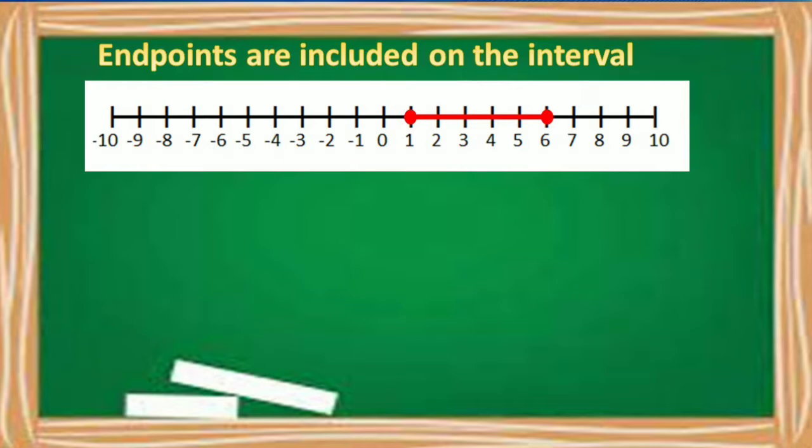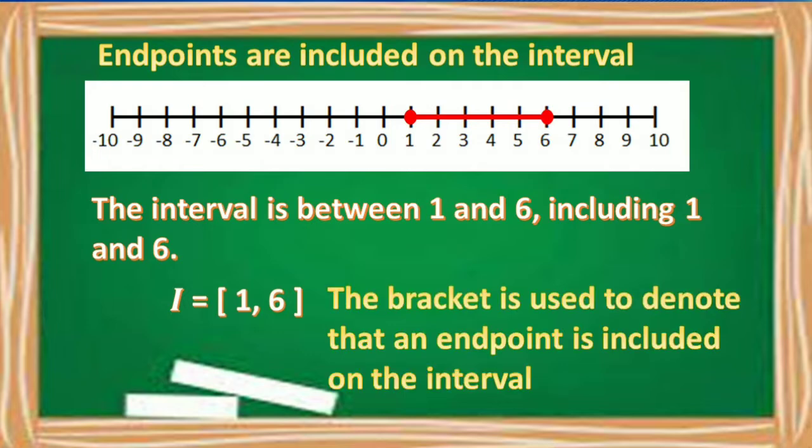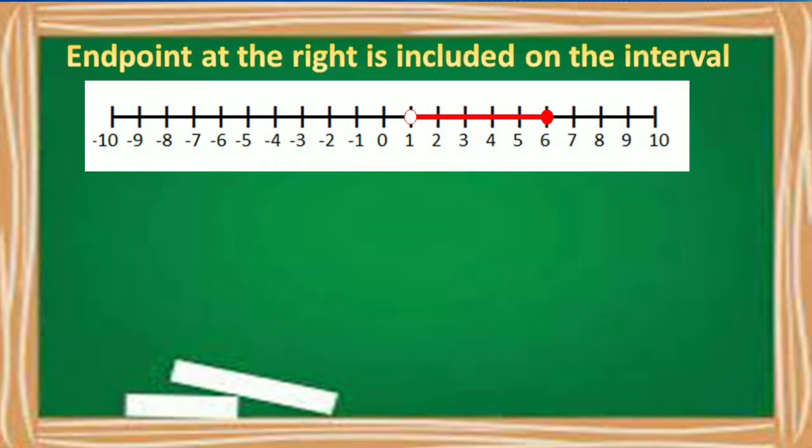Next, endpoints are included on the interval. The interval is between 1 and 6, including 1 and 6. In symbol, we have I equals open bracket 1, then 6 close bracket. The bracket is used to denote that an endpoint is included on the interval.